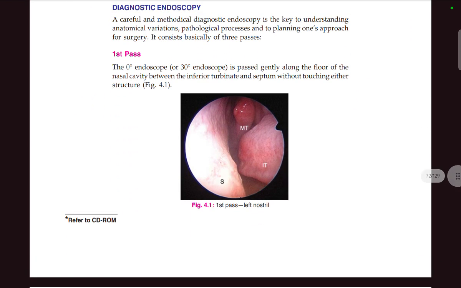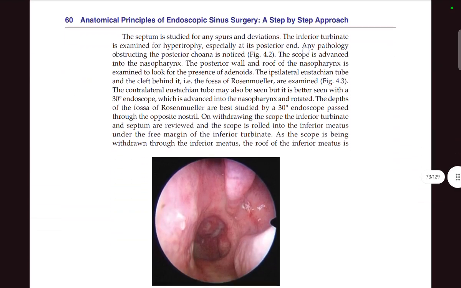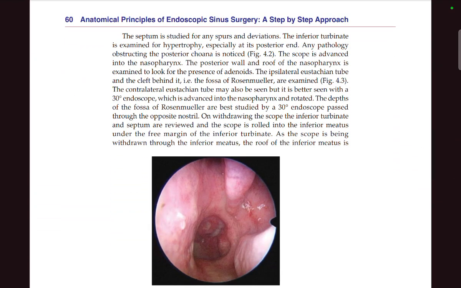First pass. The 0 degree scope or 30-degree scope is passed gently along the floor of the nasal cavity between the inferior turbinate and the septum without touching either structure. First pass showing the left nostril, inferior turbinate and middle turbinate. The septum is studied for any spurs and deviations.